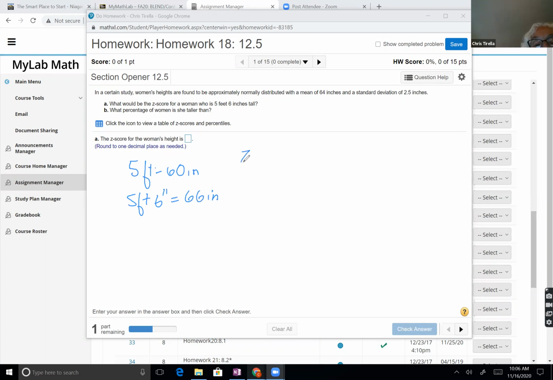So we're looking for a Z-score for 66 inches, which is the data value 66 minus the mean, which is 64, divided by the standard deviation, which is 2.5. So that gives me 2 over 2.5. And they want it to 1 decimal place. So I'll take my calculator and I'll go clear 2 divided by 2.5 gives me 0.8.